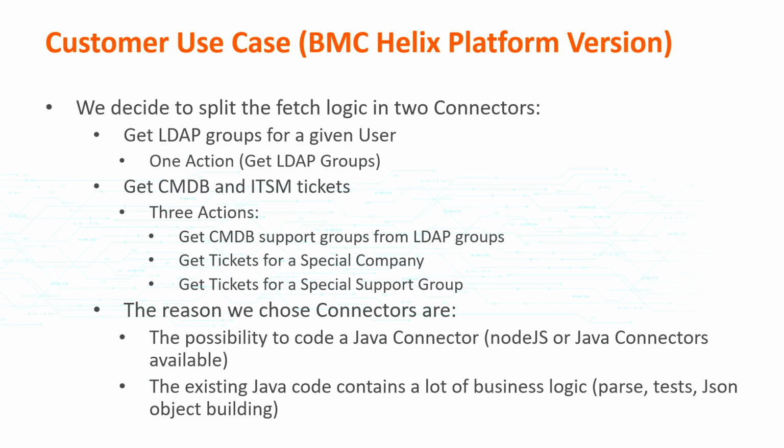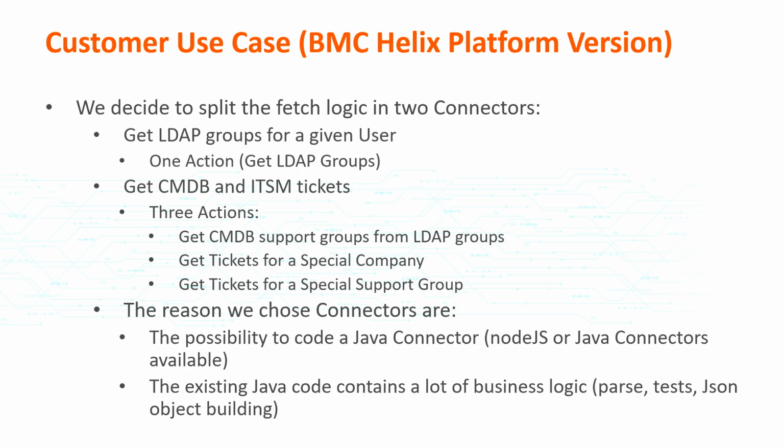So what we did is we decided to create two connectors, one for LDAP and one to access the CMDB and ITSM. The reason we decided to do two connectors is twofold. The first one, it's not really the same source. One is LDAP, which is not a BMC product, and another one is actually ITSM. So that's why we decided to use two connectors. Then we used Java connectors instead of Node.js because we had some Java code coming from the partner, so we wanted to leverage that.